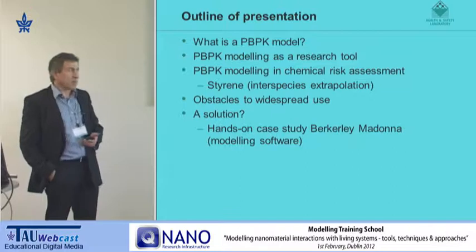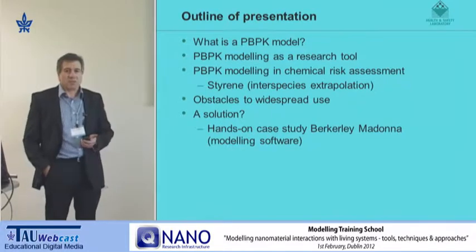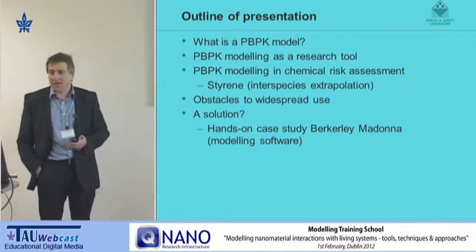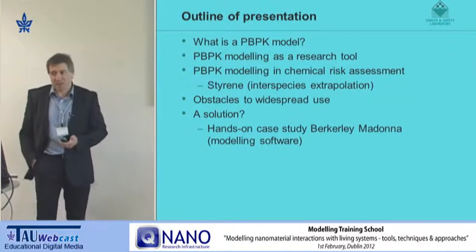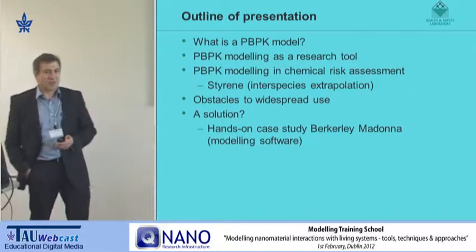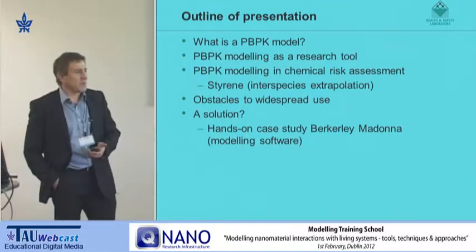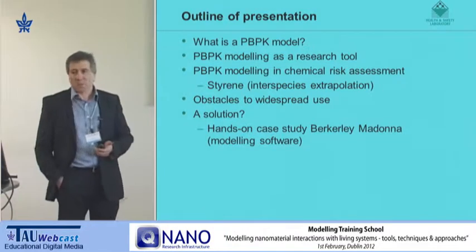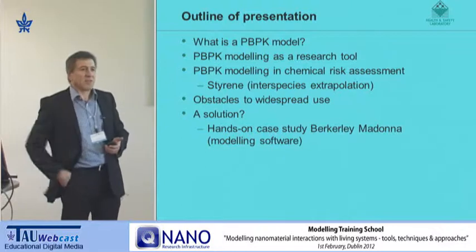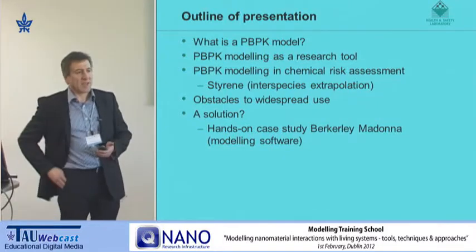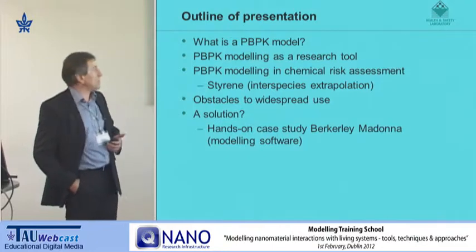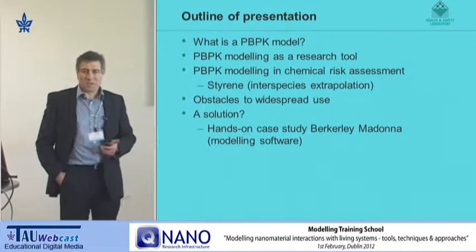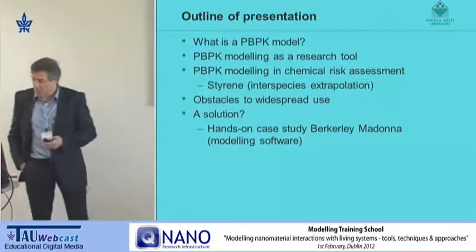And you'll probably notice that there's the chemical styrene up there. I have to give you an example based on chemicals because that's my experience. Originally I was asked to talk about nanoparticles, but I actually don't model nanoparticles. But the fundamentals of PBPK are the same, whether it's for chemicals or nanoparticles. So I'll give you a real example based on styrene.